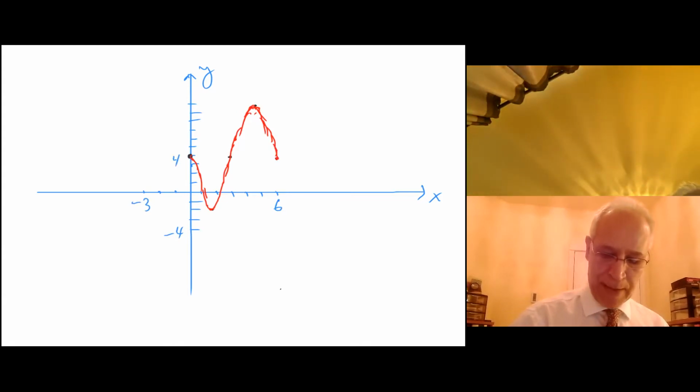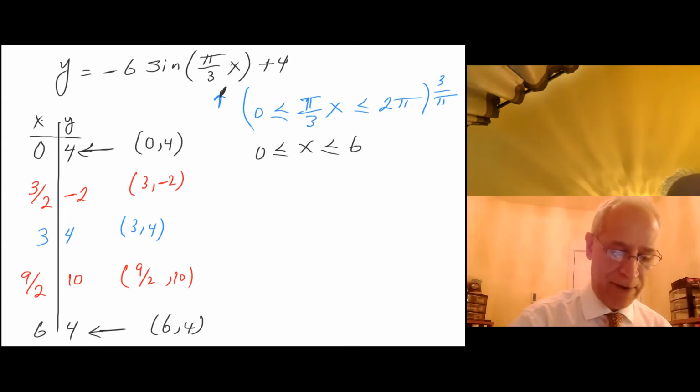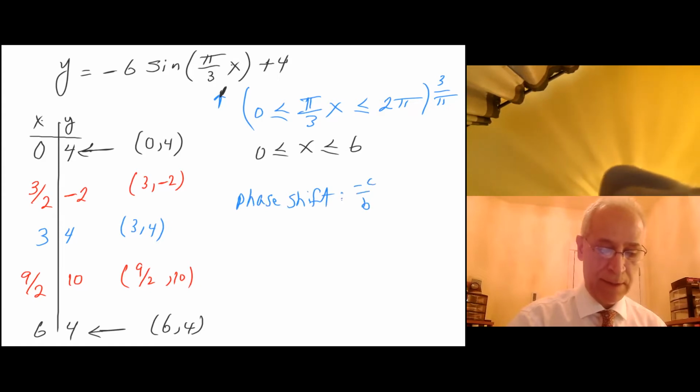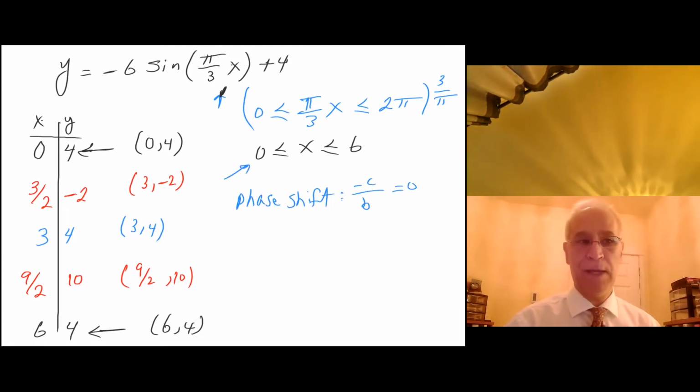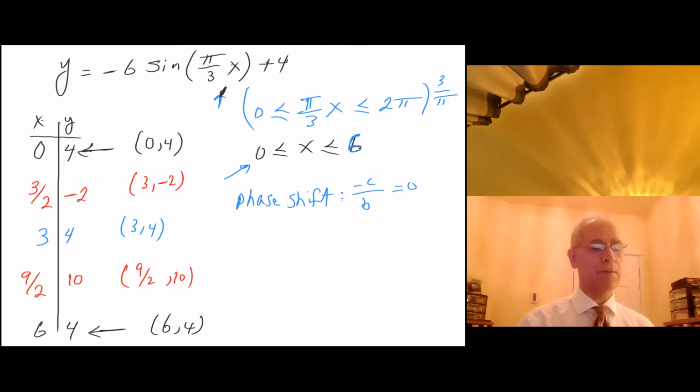Let me go back to the first page, and just as a reminder, notice that in the textbook, the author explains that the phase shift is going to be minus C over B. In this case, there is no C. C is 0, so that equals 0. And here it is. That was my phase shift. I didn't have to do any extra work for that. And by the way, this is a 6 right here.